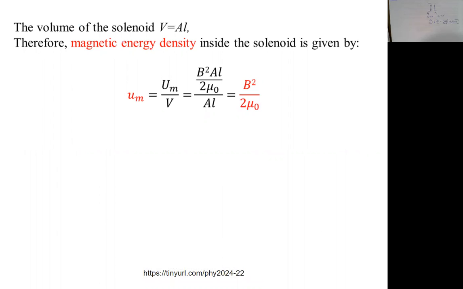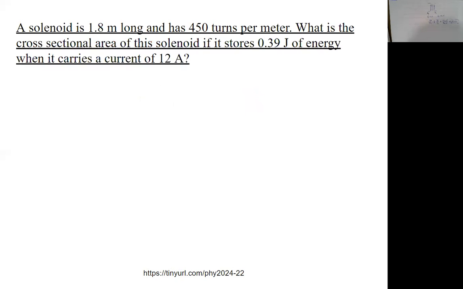We'll stop here and then we'll come back to this example next time.